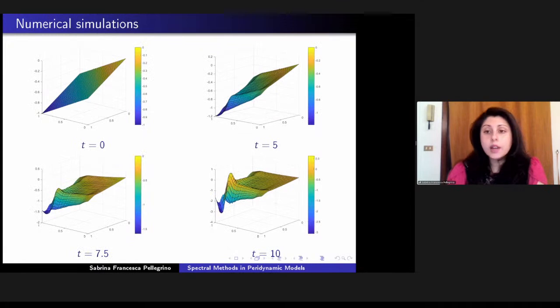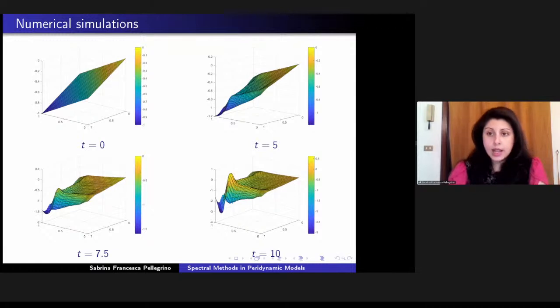We perform several simulations in order to compare the proposed method. And in particular, we perform a bidimensional simulation by considering a lamina subject to a uniform initial displacement. The plot here shows the evolution of the solution as time evolves.